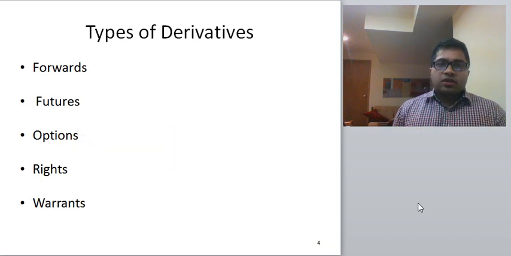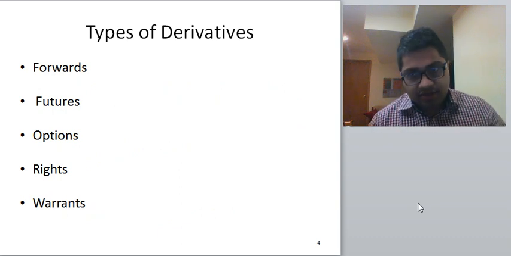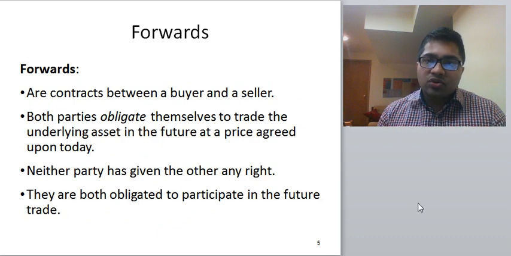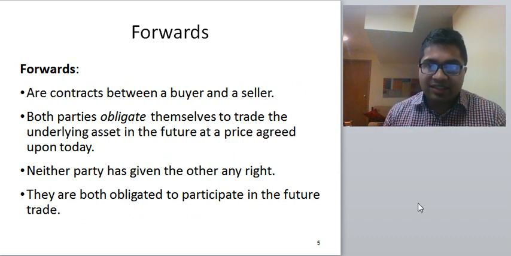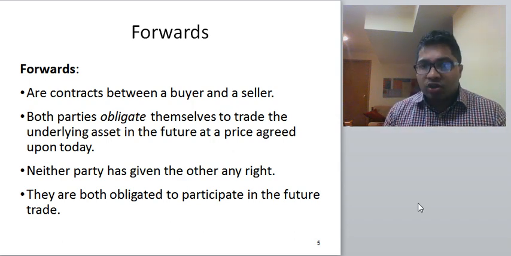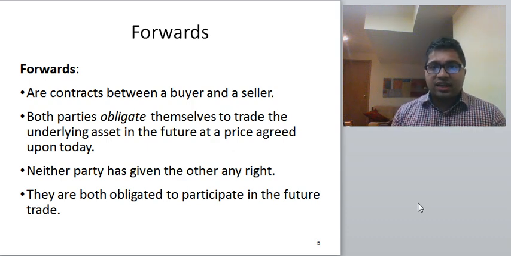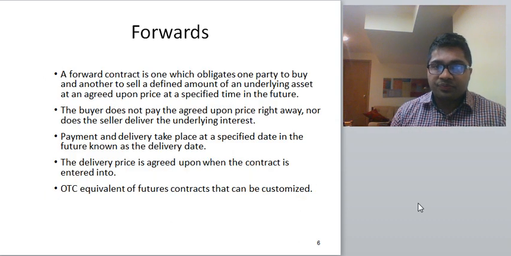Okay, so types of derivatives are forward, futures, options, rights and warrants. Rights and warrants we are going to discuss along with the slides. So what are forwards? Forwards are contract between buyer and seller. Both parties have obligation. So both parties obligate themselves to trade the underlying asset in future at a price agreed upon today. Neither party has given other any right. They are both obligated to participate in future trade.